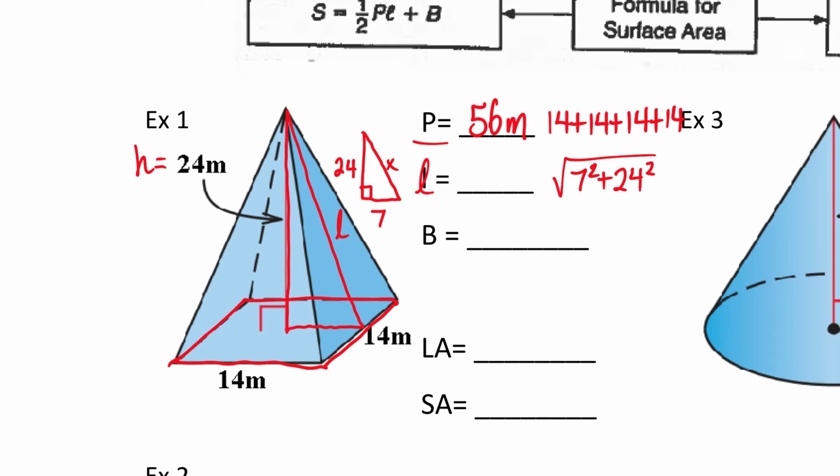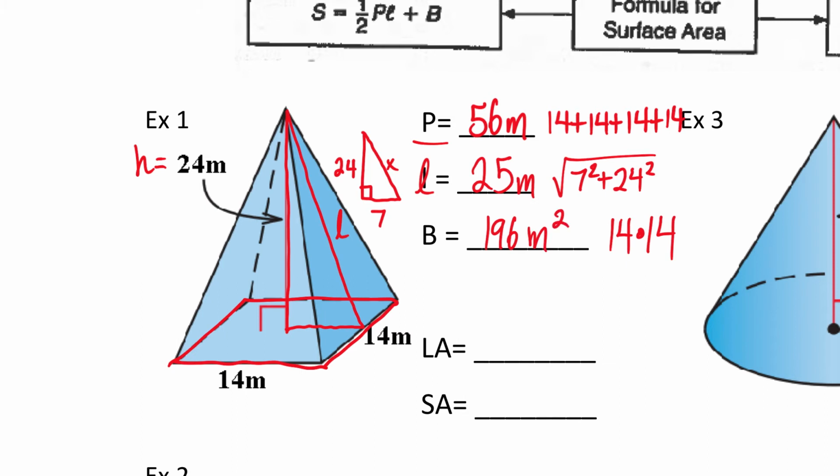And what does that give you? 25. Okay, it gives you 25 exactly. Okay, now what does the capital B stand for? Area of the base. So the base is just a square. So we're going to do 14 times 14, which is 196 meters squared.